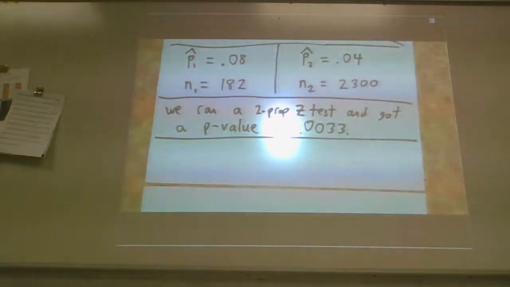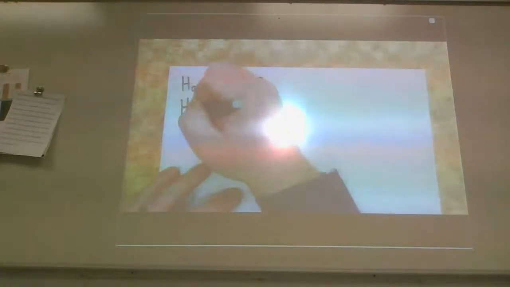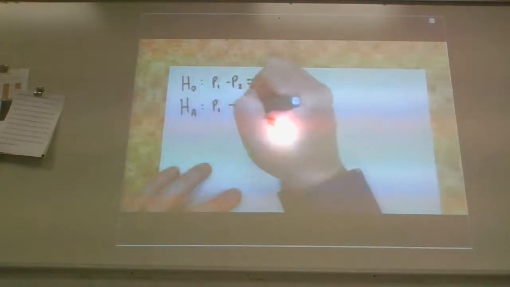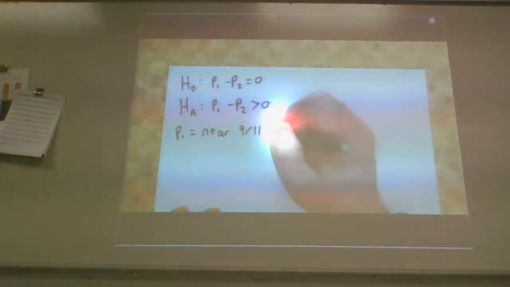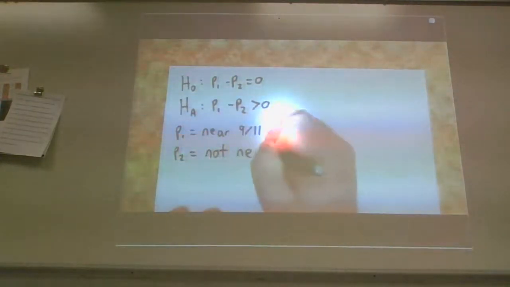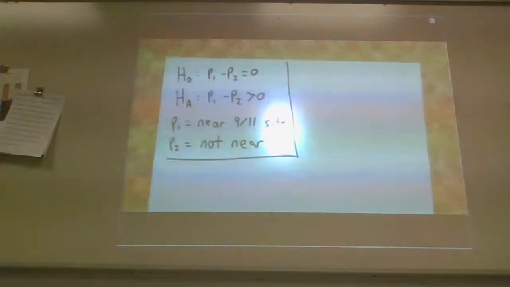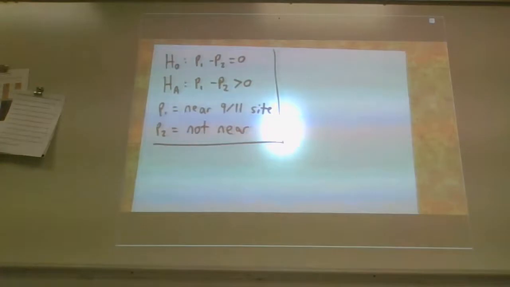So, ultimately, let me put this on the next page. We had a null of p sub 1 minus p sub 2 equals 0, and an alternate of p sub 1 minus p sub 2 is greater than 0. P sub 1 being near the 9/11 site, and p sub 2 being not near. That's just stuff I want to put to the side for myself. We are assuming that there is no difference between the two.